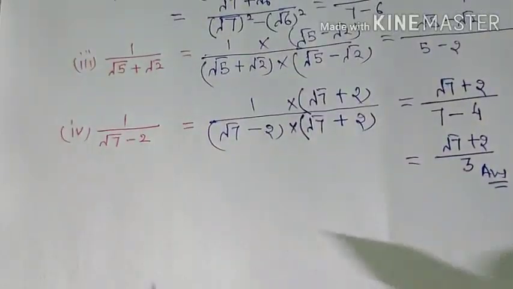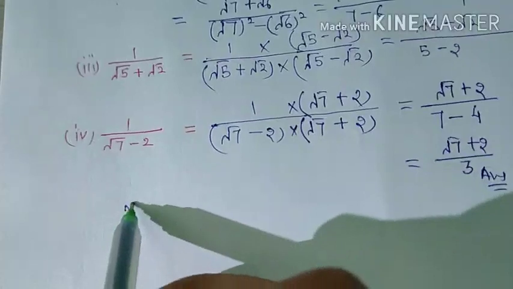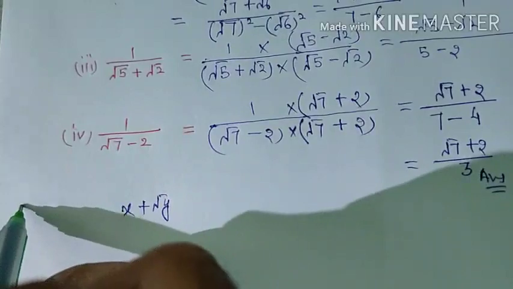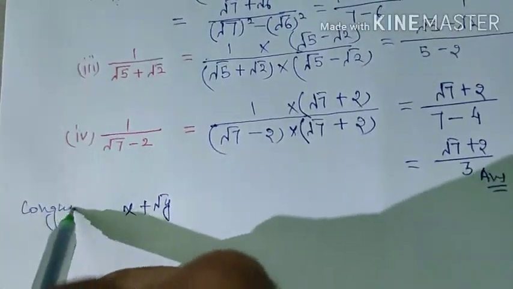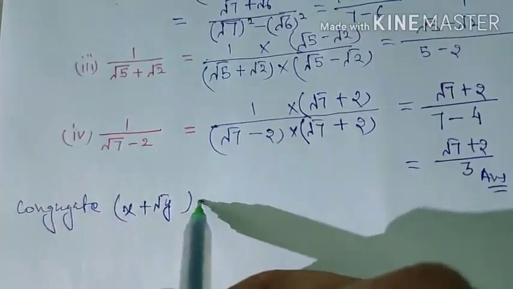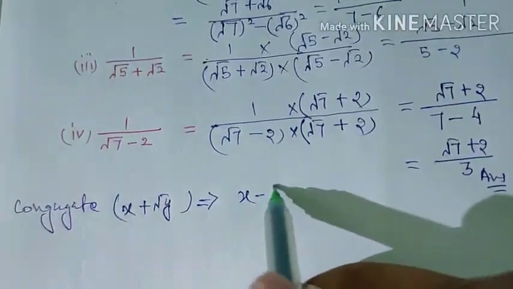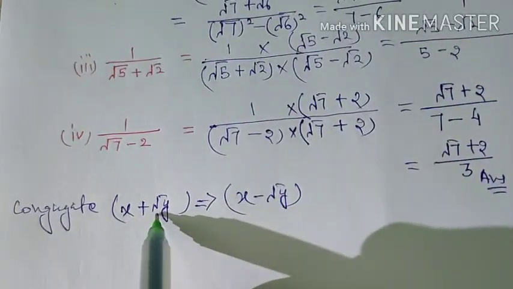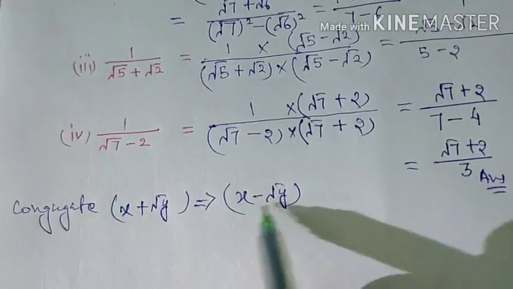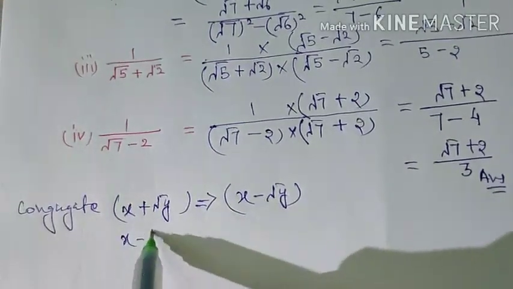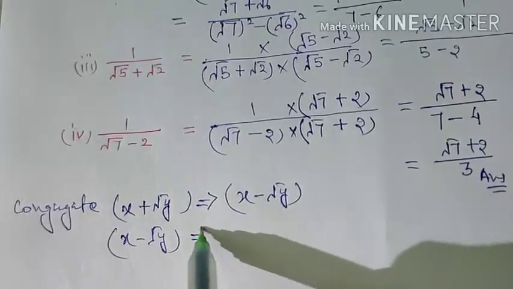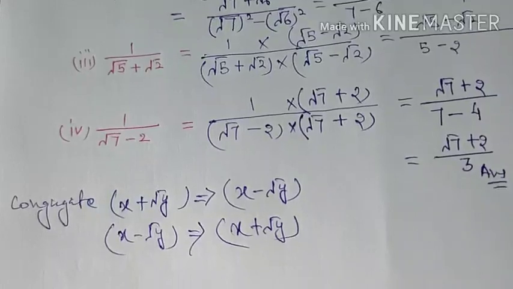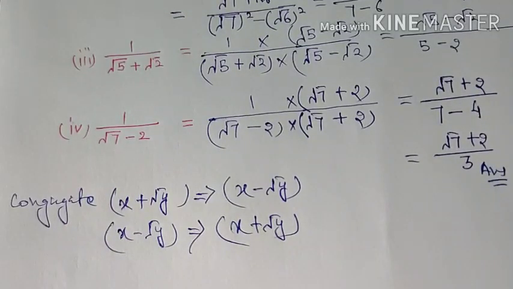Now remember one thing: the conjugate of x plus root y is x minus root y and vice versa. If I take x minus root y this side, then I have to take x plus root y this side. The conjugate of x minus root y will be x plus root y. Hope you understood this, students.